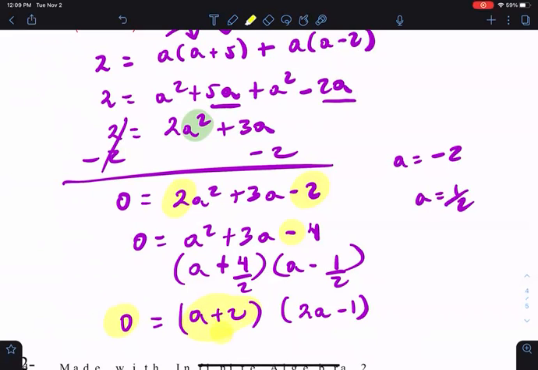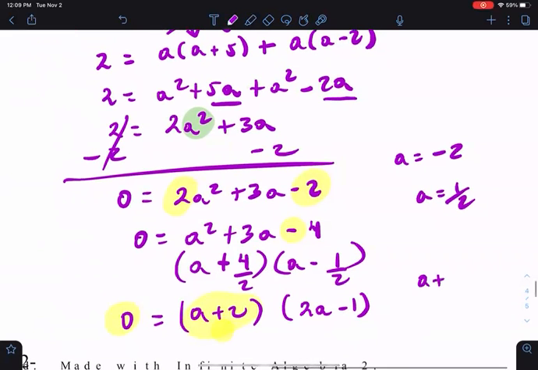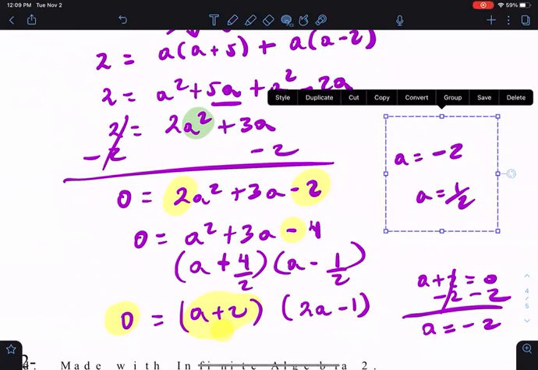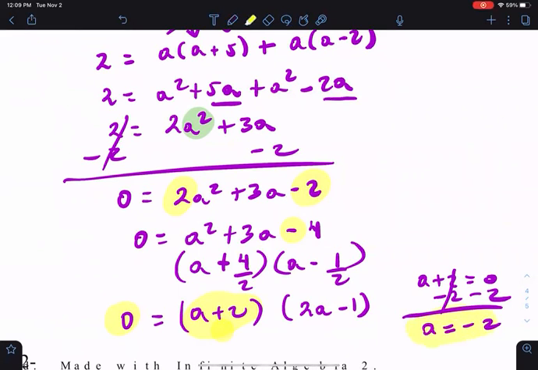So let me show you how to do that one. a plus 2 equals 0, subtract 2 on both sides. a equals negative 2. And that's the answer that I got the first time, right? And then the other one was 1/2, right? And you do the same for the other one, no big deal. So set this equal to 0. So this is 2a minus 1 equals 0. Add 1 on both sides. 2a equals 1. Divide by 2.